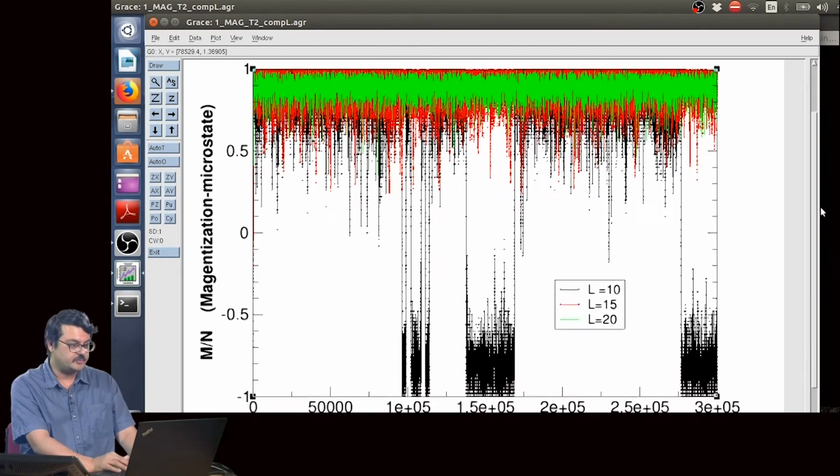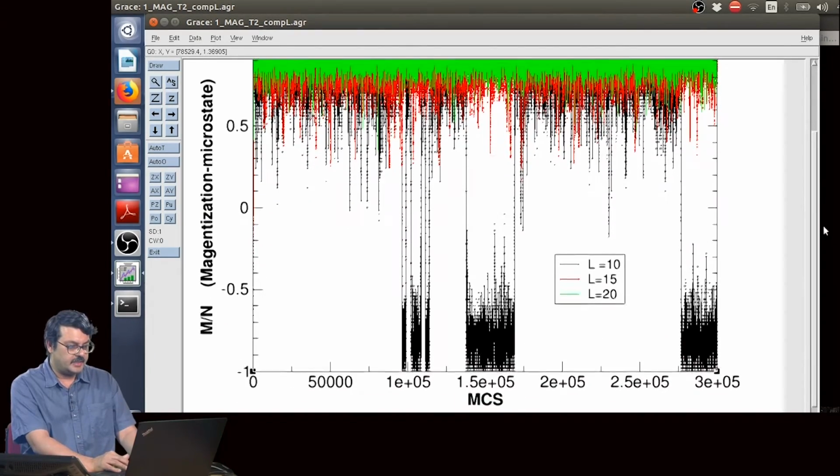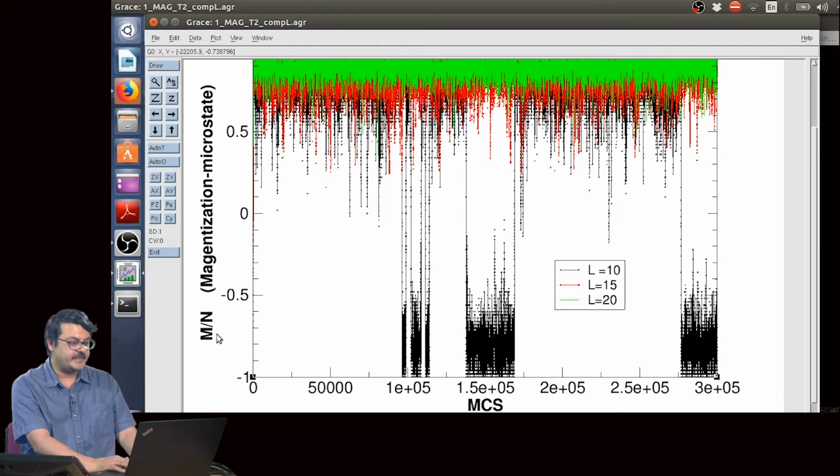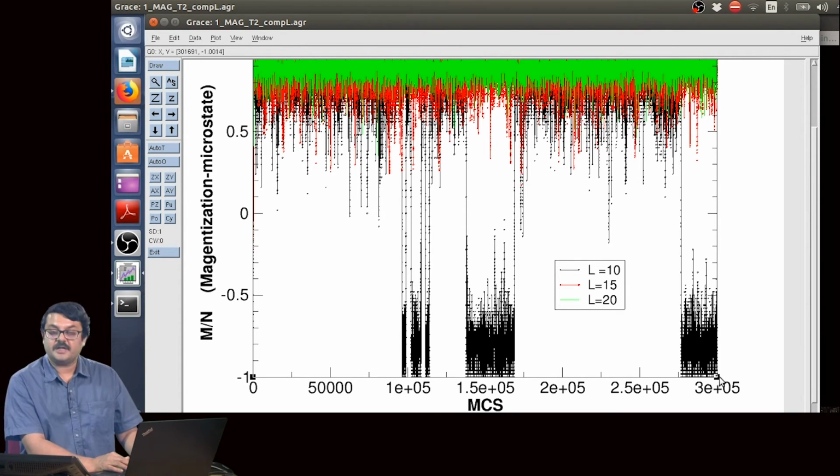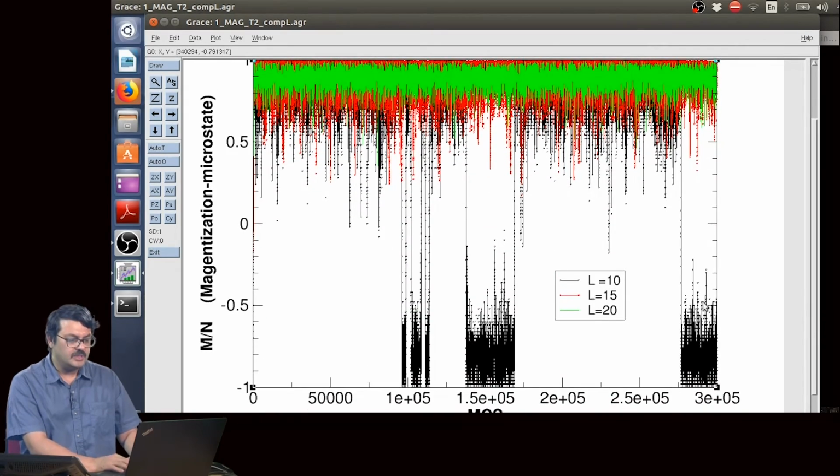So, this is the 2D Ising model, and I am plotting magnetization per spin versus MCS, the Monte Carlo step, and I am showing the data for 3 lakh iterations. The black data is for lattice size L equal to 10, so you have 100 spins in the lattice. The red data is for L equal to 15 and the green one is for 20.